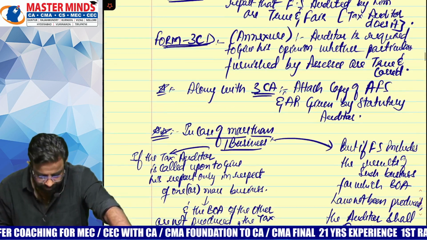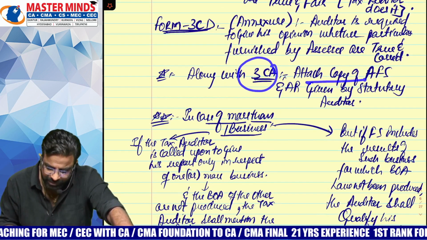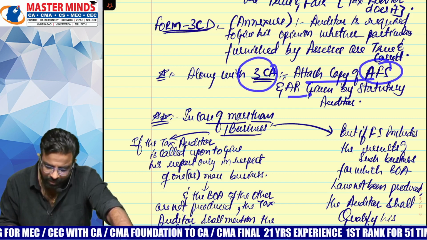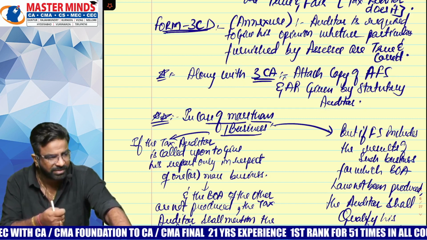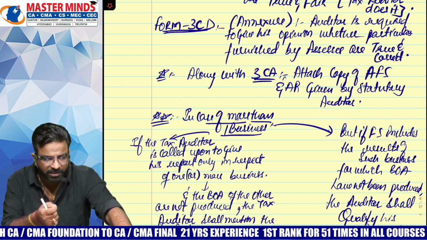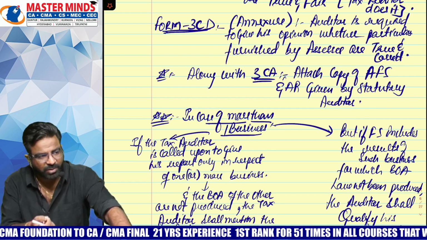Clear? Now, along with 3CA, attach the copy of AFS and annual audit report given by which auditor? Statutory. That's what I was telling you. You can attach it. But in 3CB you don't have something to attach. You have to do it.